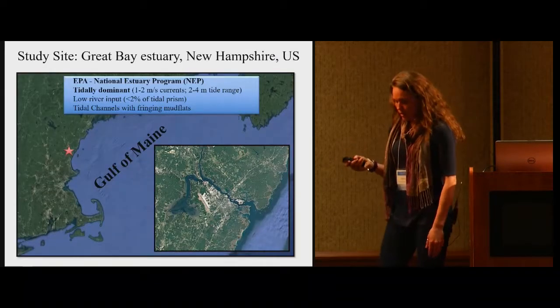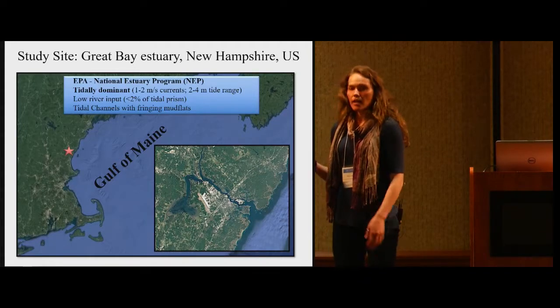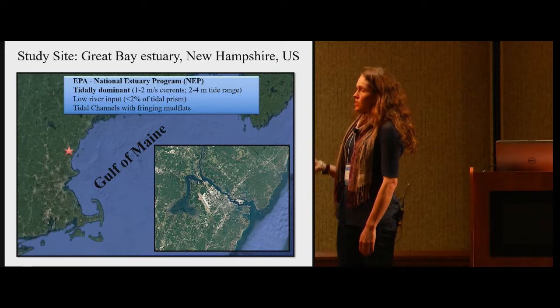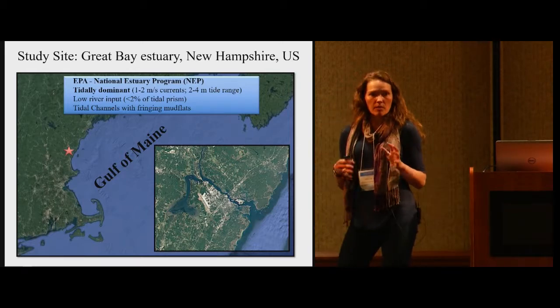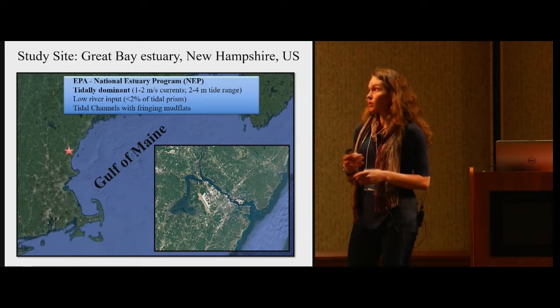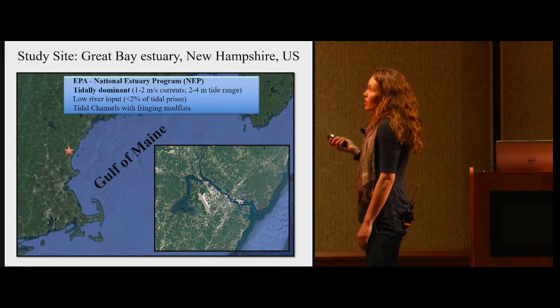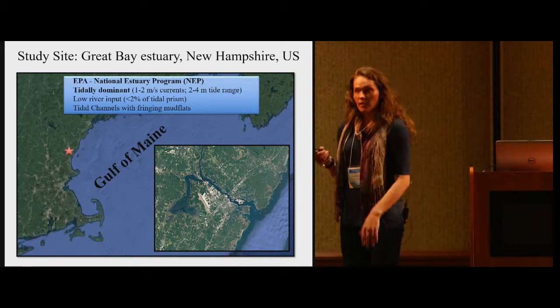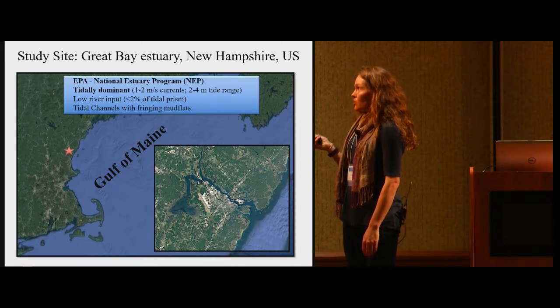All right, so the study site that I look at is the Great Bay Estuary. It's located within the Gulf of Maine, which is one of the most productive environments for, at least for fisheries in the world. The Great Bay is one of what they call estuaries of national significance. It's within the EPA's National Estuary Program.